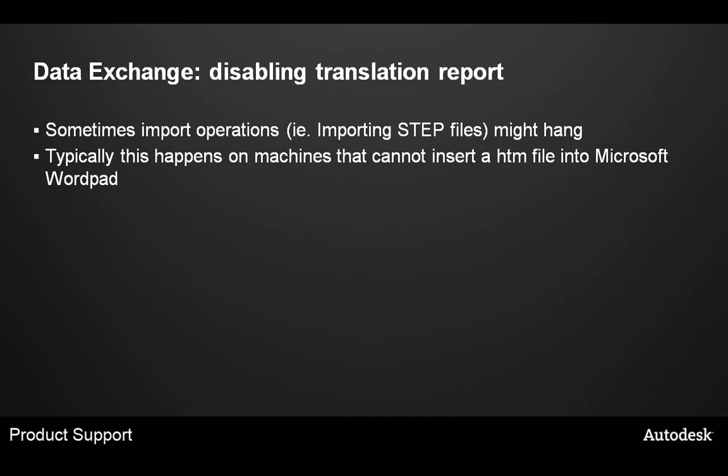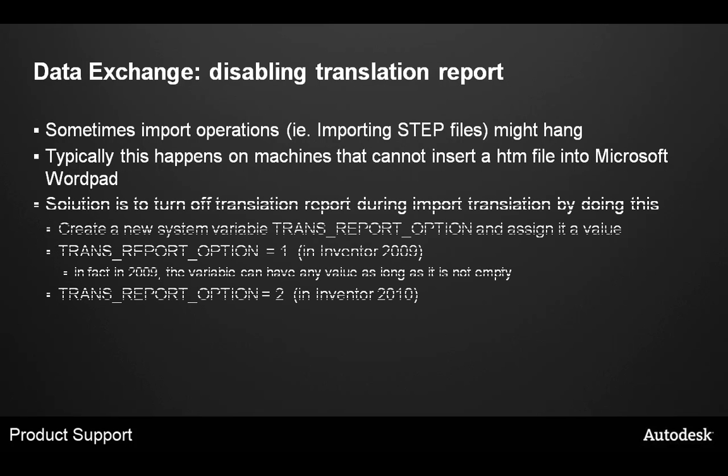So this is a test you could do to find out if your machine is relatively okay for translation or not. But even then, if you have a machine that is in a bad state concerning WordPad, there is an option that we offer here in this presentation that you might try. So for Inventor 2009, the solution is to turn off the report.